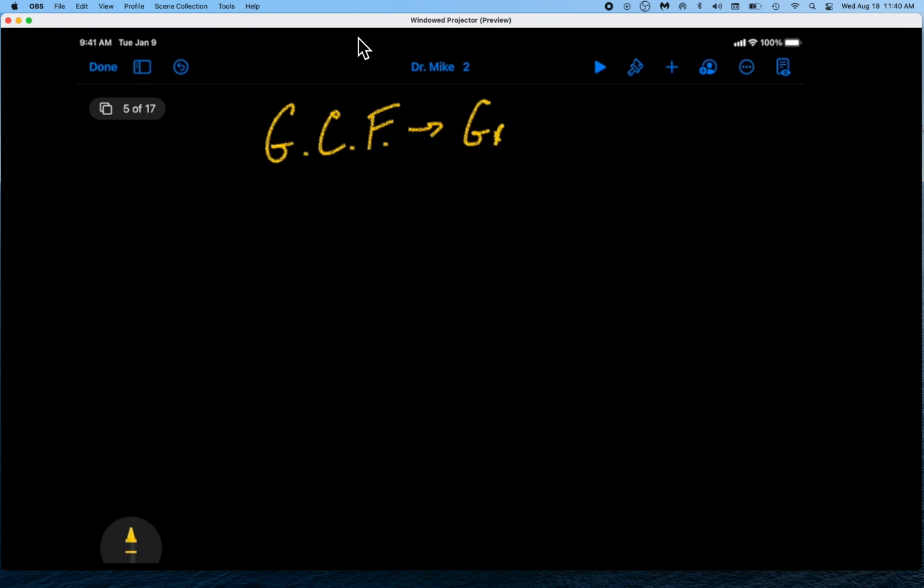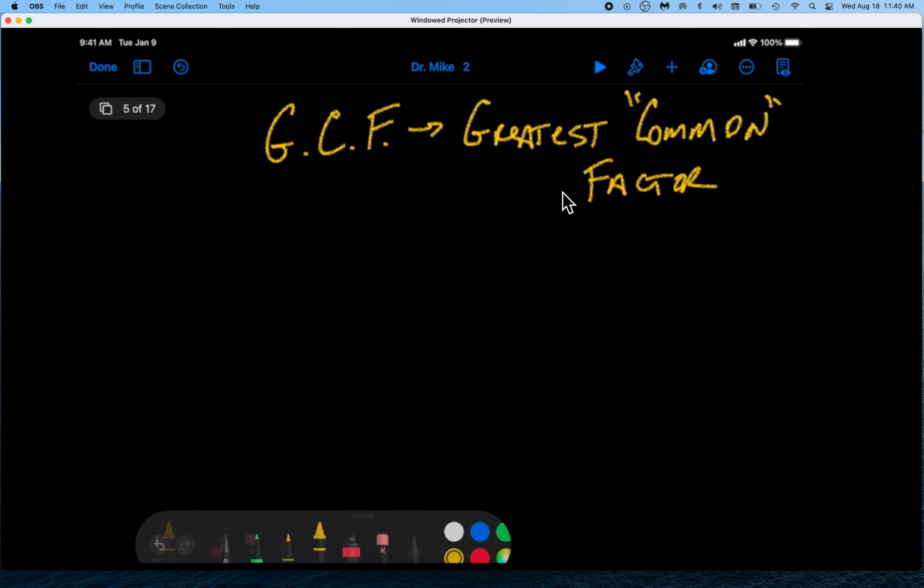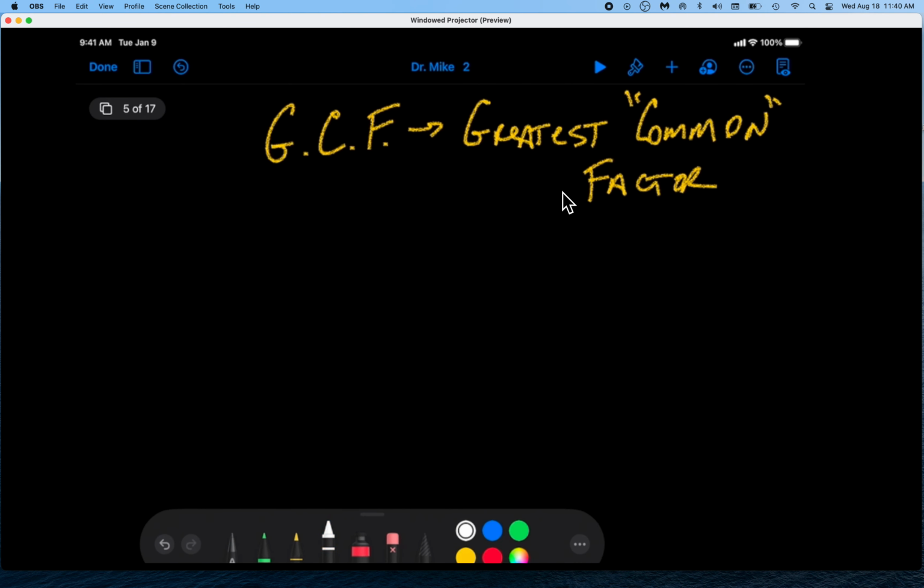Greatest common factor. Okay. What does the word common mean? It would help if I wrote the whole word out. What does this word common mean? Common means it's shared. Or like if someone says you have something in common with somebody, it means you both have this same characteristic. Let me give you an example.